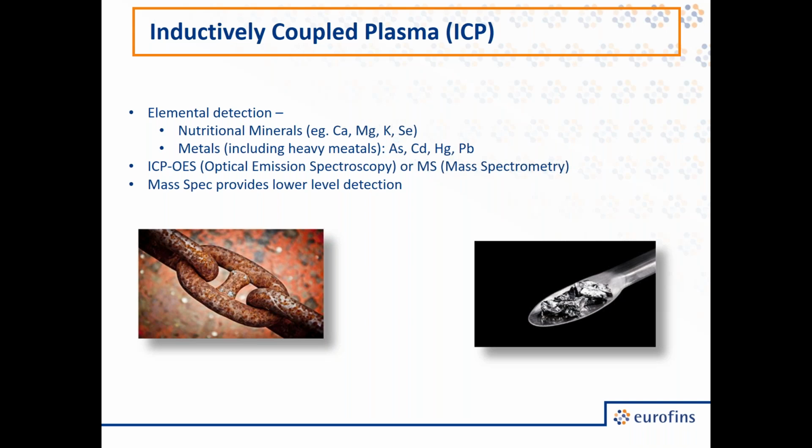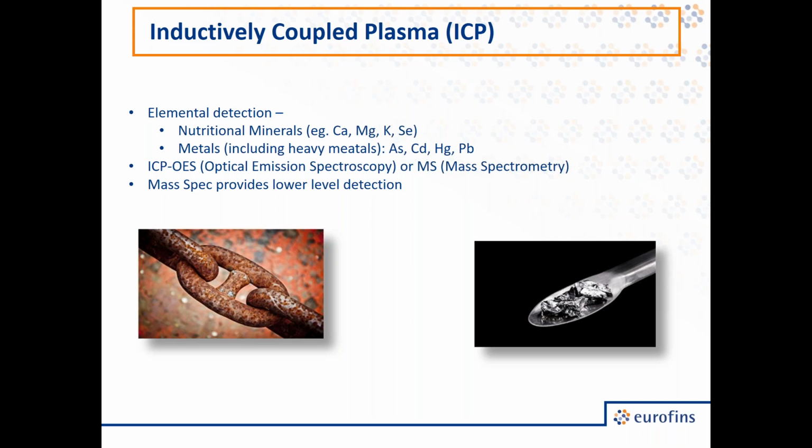So for ICP, some options that you want to look at could be nutritional minerals: calcium, magnesium, potassium, selenium. These are elements that are commonly added to food products. Perhaps the amount that is being added is not what the specifications required and is thus causing complaints.